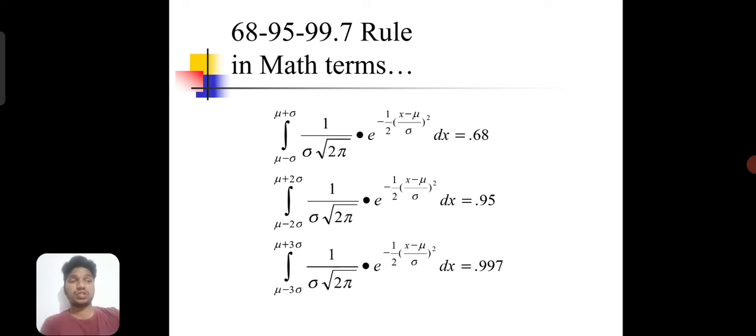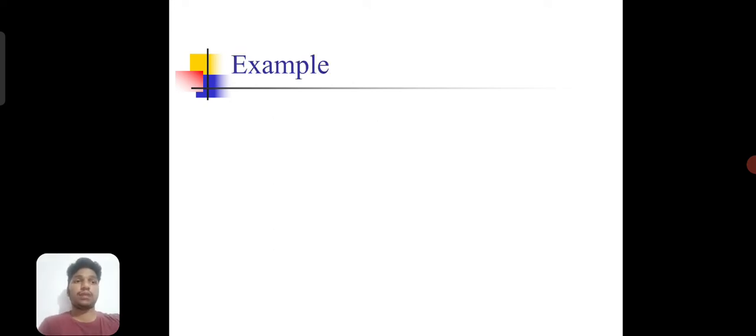When it comes to 68%, you can see the formula. When it comes to 95%, we can use this formula. And when it comes to 99.7%, we have to use this formula.